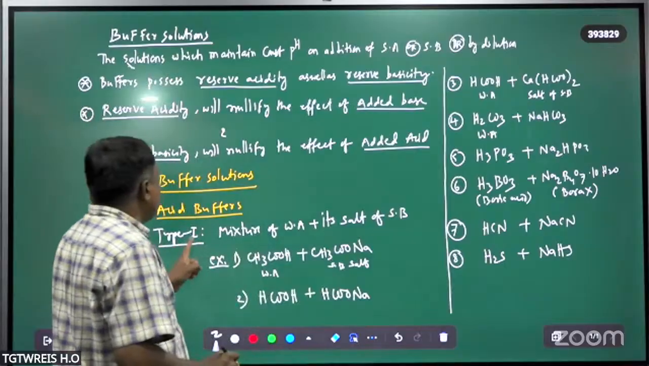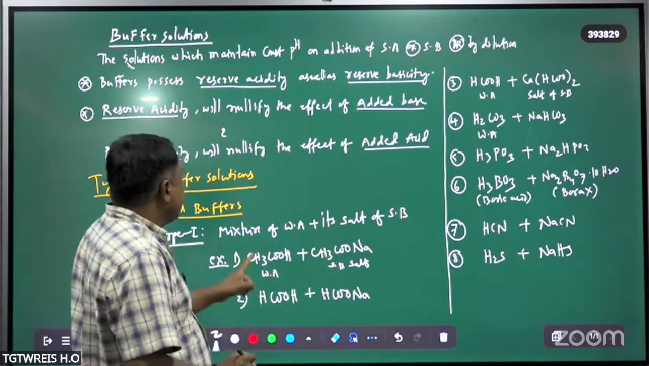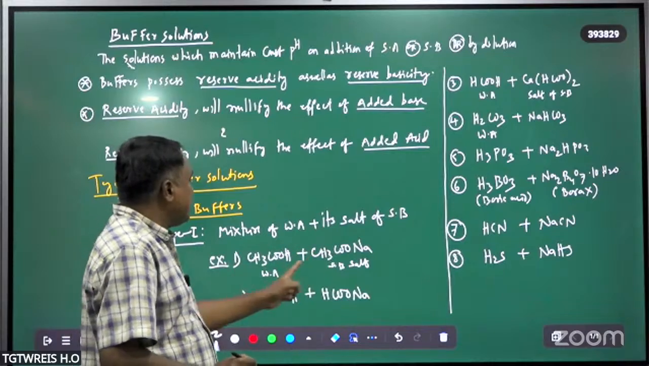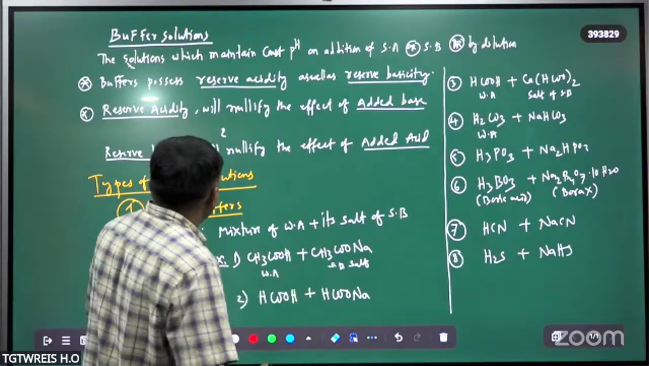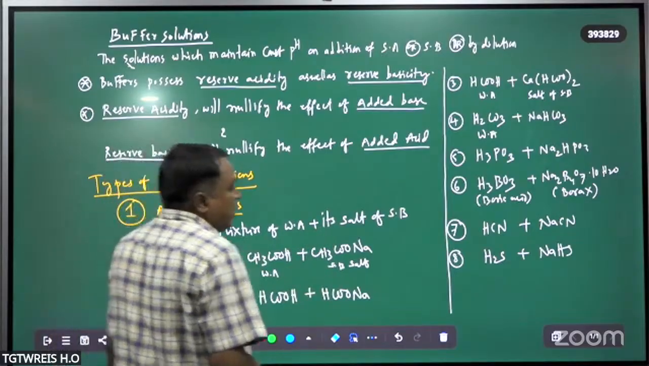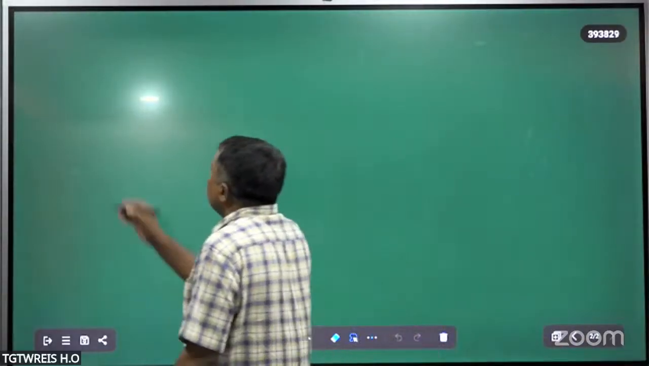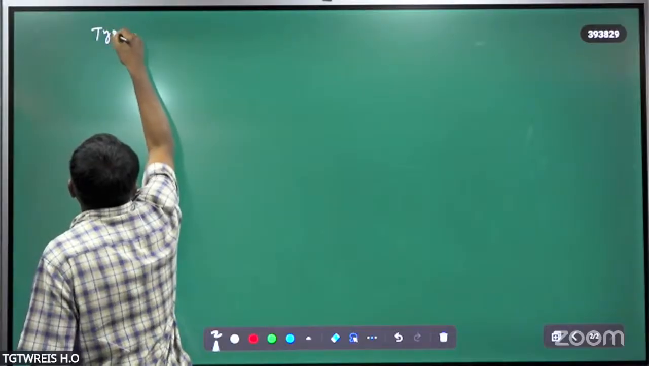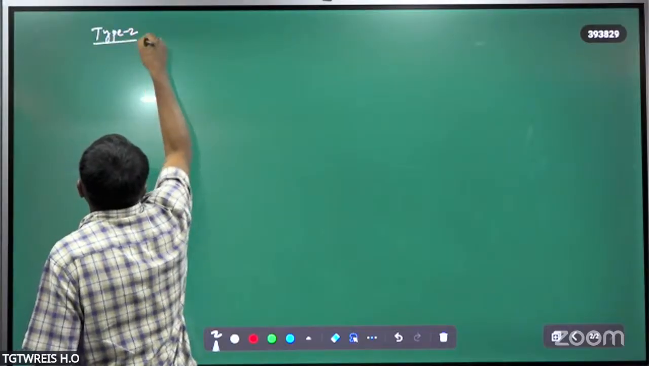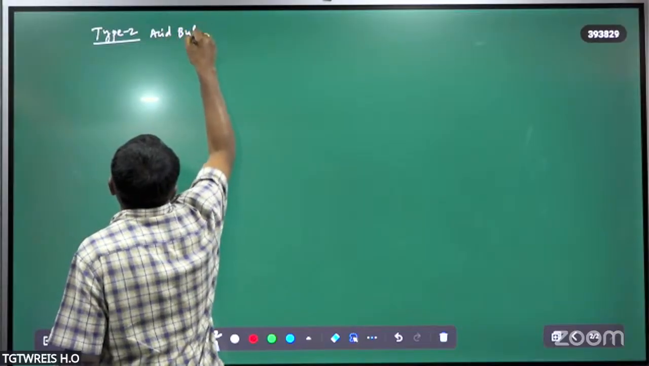So what are acid buffers? A mixture of weak acids and its salts of strong base. CH3COOH is a weak acid and CH3COONa is a salt of a strong base. So these act as acid buffers. And next is type 2 of acid buffer solutions. So what are the type 2 acid buffers?